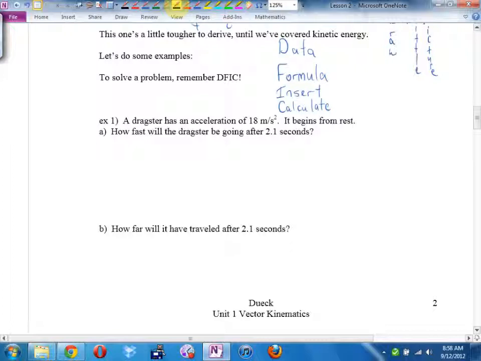So, example 1, a dragster has an acceleration of 18 meters per second squared. It begins from rest. How fast will the dragster be going after 2.1 seconds? I almost always begin, we're going to DFIC, we're going to list our data, and I almost always start out by saying, hey, what are they asking me to find? What are they asking me to find here?